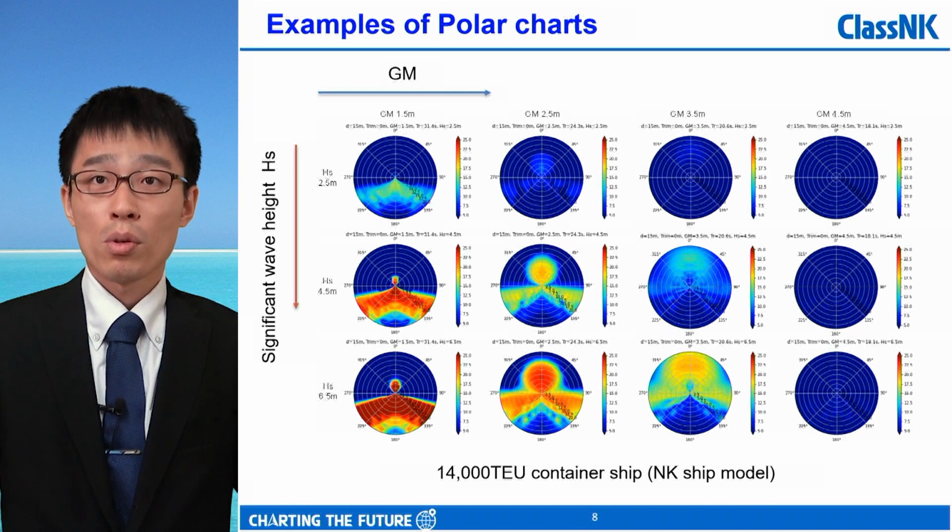Here is an example of a polar chart. This is the result of assuming a 40,000 container ship using NK ship model. So it is clear that the larger the GM, the less parametric rolling risk there is. A smaller GM is more likely to cause parametric roll at a relatively lower wave height.